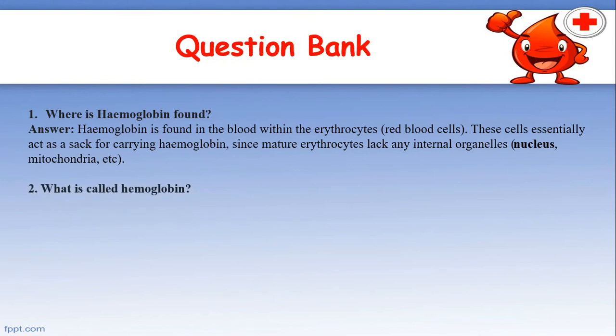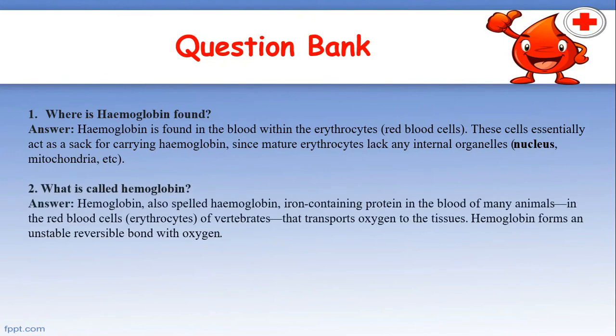Second one is, what is hemoglobin? The answer is, hemoglobin, also spelled haemoglobin, is an iron-containing protein in the blood of many animals, in the red blood cells or erythrocytes of vertebrates, that transports oxygen to the tissues. Hemoglobin forms an unstable reversible bond with oxygen.